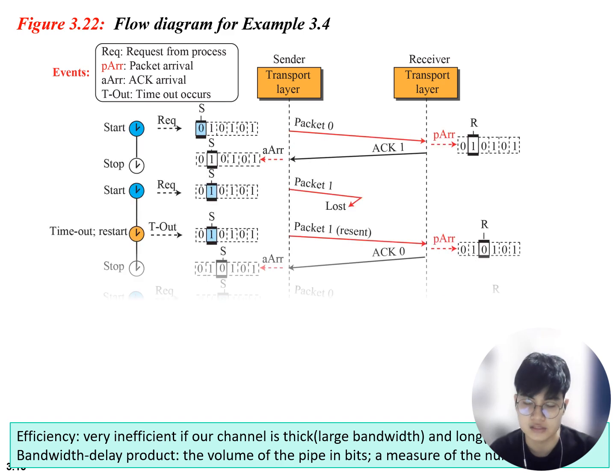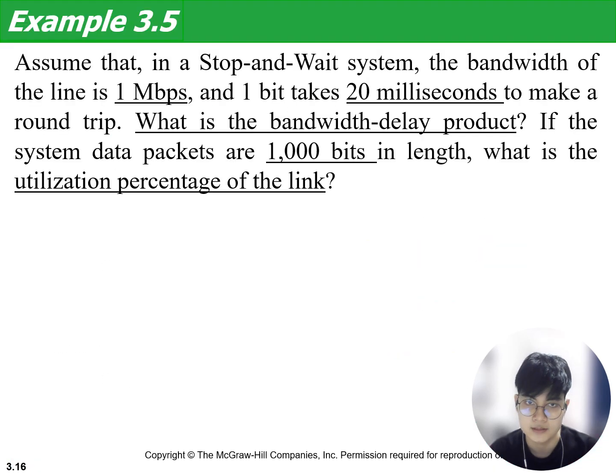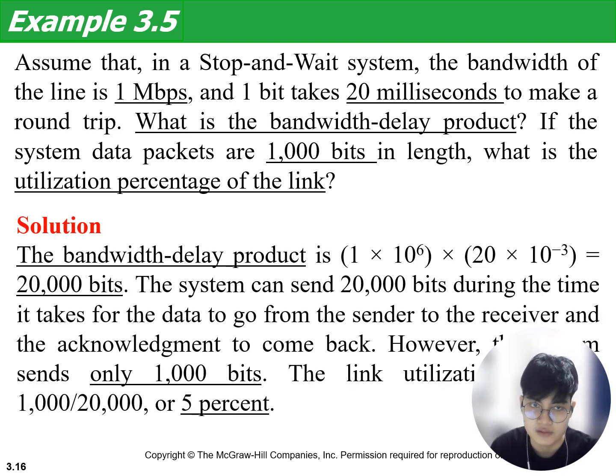This is example 3.4. Assume that in the stop and wait system, the bandwidth of the line is 1 megabit per second, and one bit takes 20 milliseconds to make a round trip. What is the bandwidth-delay product? If the system data packets are 1000 bits in length, what is the utilization percentage of the link? Here is a solution for this question.